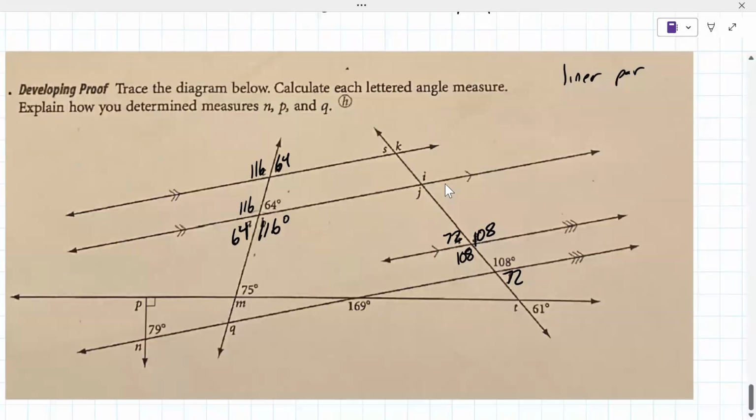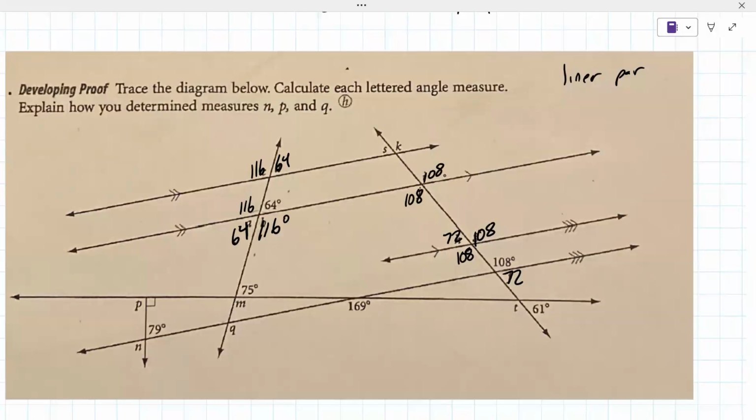So the next one is I. These lines are parallel. This little single and this single mean they're parallel. What is letter I? 108. And then the other one is 108. Good.